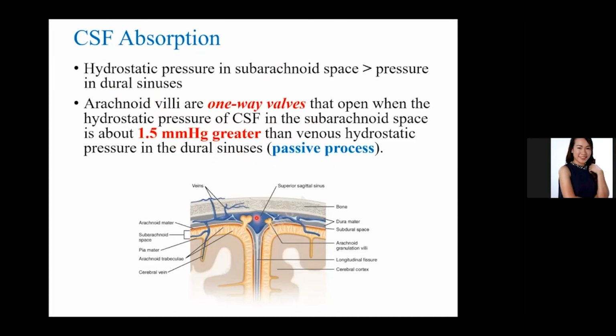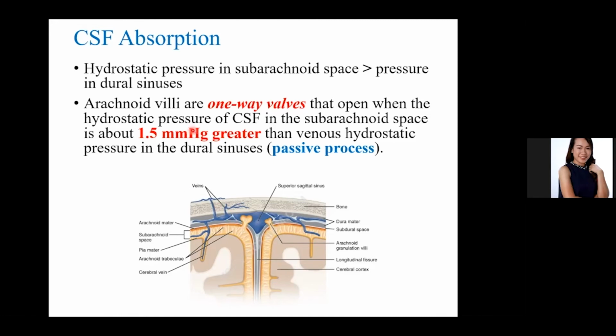So we have here, for example, the superior sagittal sinus. What is the hydrostatic pressure in the dural sinuses? We have 5 millimeter mercury. This is the pressure in the dural sinuses as compared to the pressure in the subarachnoid space, which is 11 millimeter mercury. So the pressure here is higher. So the CSF can then move from the subarachnoid space to the arachnoid villi, thereby facilitating the absorption of CSF. Okay.